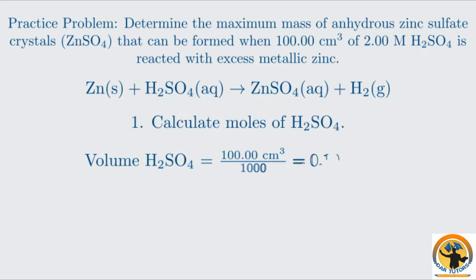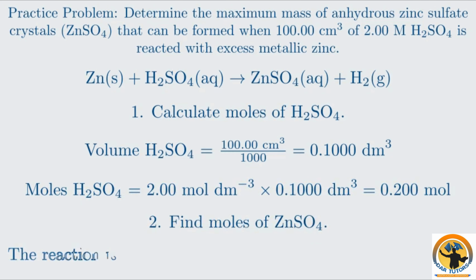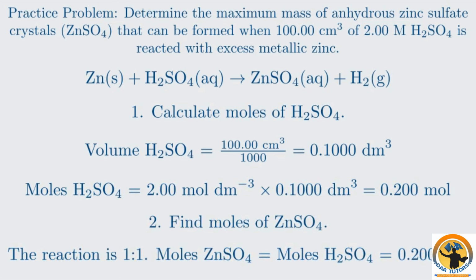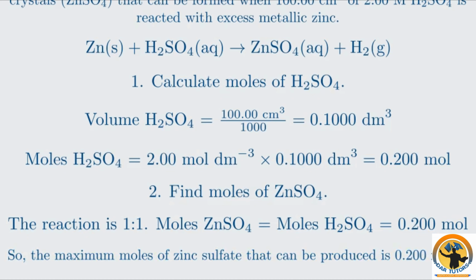This is 0.1000 dm3. Moles of H2SO4 is 2.0 M times 0.1000 dm3, which is 0.200 moles. Step 2. Since we have excess zinc, sulfuric acid is the limiting reactant. The mole ratio from the equation is 1 to 1. So, the maximum moles of zinc sulfate that can be produced is 0.200 moles.